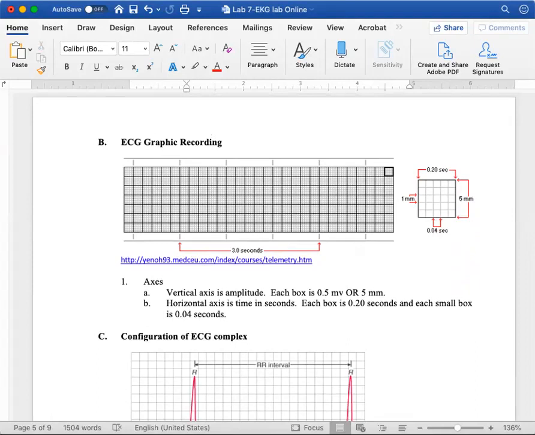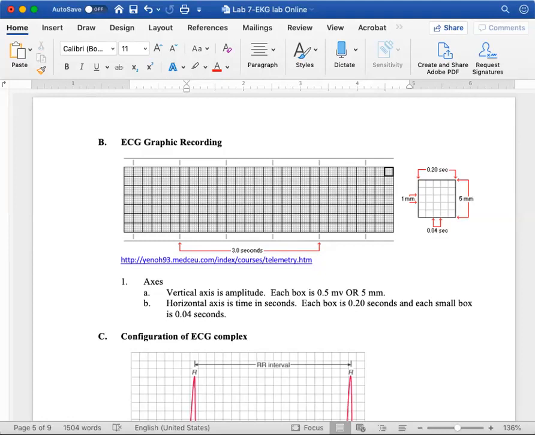I want you guys to pay attention to the axes, okay? So number 1 here, axes. Your vertical axis is amplitude. Each box is 0.5 millivolts or 5 millimeters. Horizontal axis is time in seconds. Each box is 0.2 seconds, and each itty bitty or small box is 0.04.